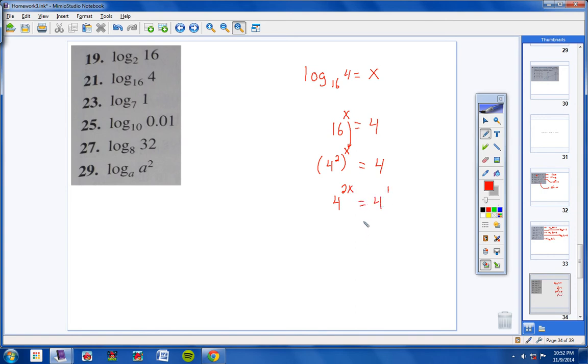There we go. I did it. I wrote both sides with the same base. Cross off your bases, and I have 2x equals 1. Divide both sides by 2, and x equals 1/2. There we go. Okay, not too bad. Moving on to number 23.